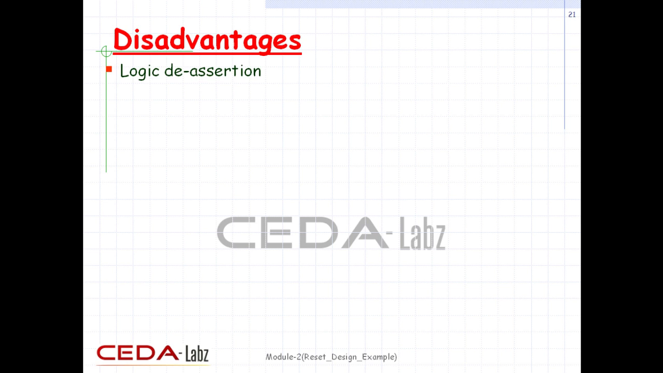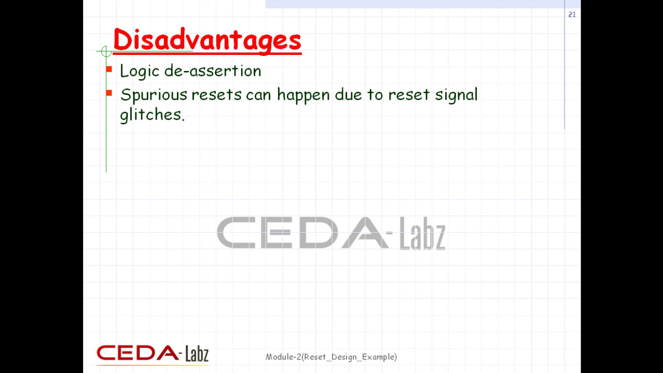If the asynchronous reset is released, that is reset release or reset removal, at or near the active clock edge of a flip-flop, the output of the flip-flop could go metastable. Spurious resets can happen due to reset signal glitches. It may be concluded that both types of resets have positives and negatives, and none of them assure a fail-proof design.